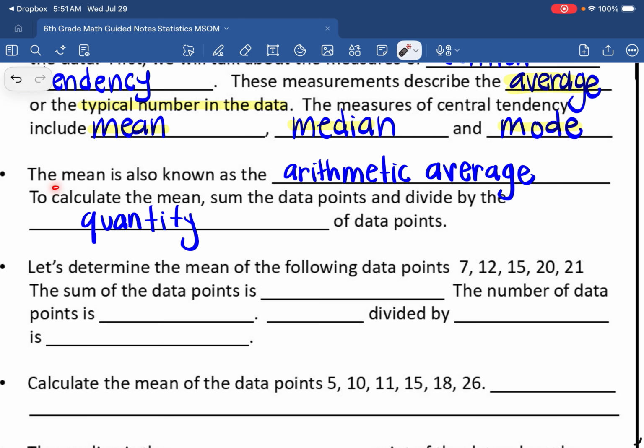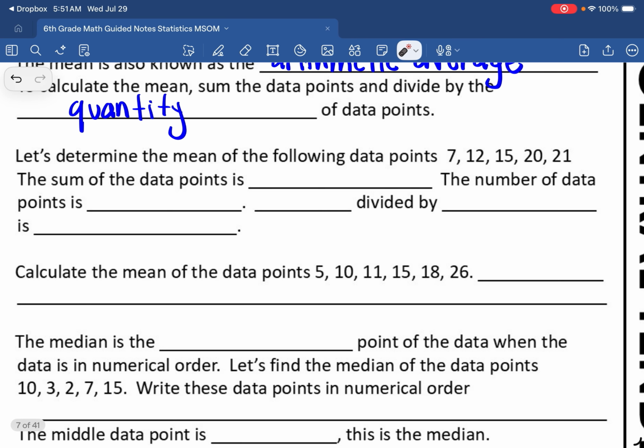The mean is also known as the arithmetic average. To calculate the mean, sum the data points and divide by the quantity of data points. Let's determine the mean of the following data points. So here are my data points right there.